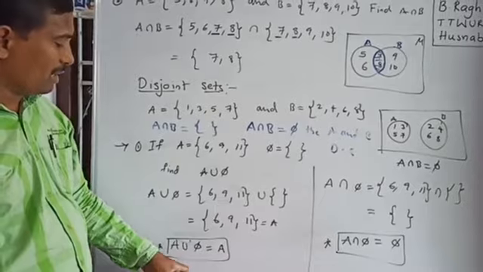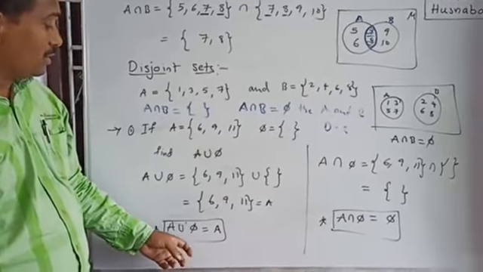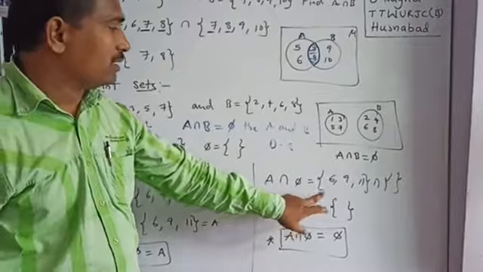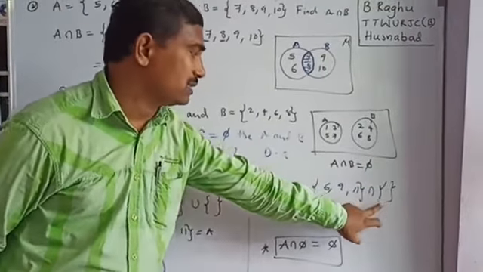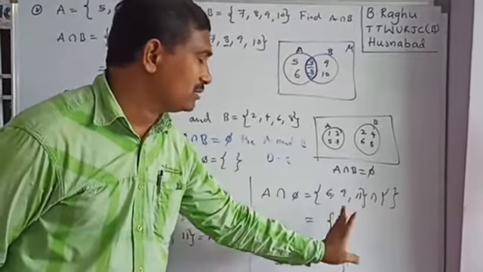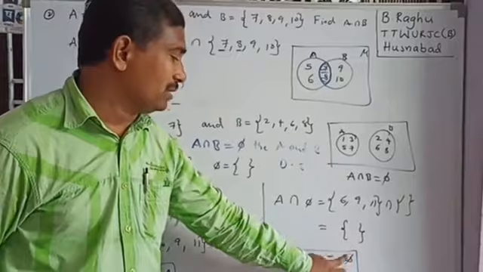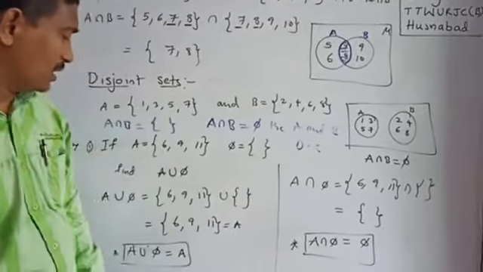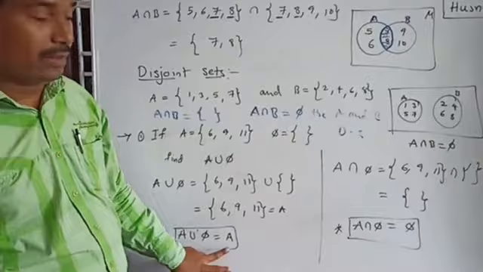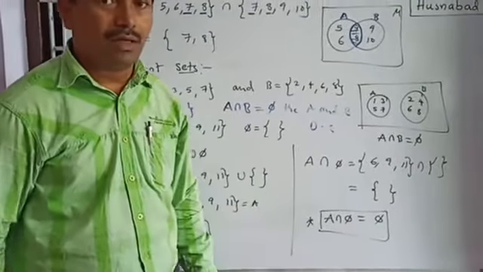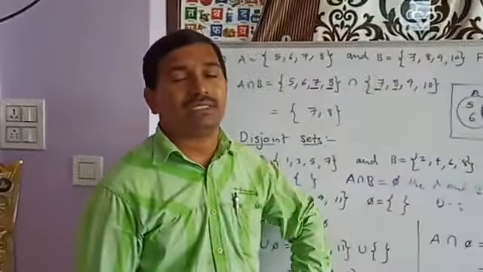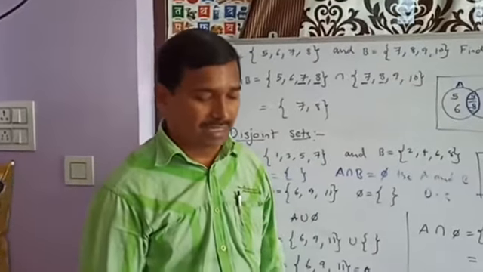Okay. This is one property on operations of sets. Here A intersection pi, A intersection empty set. There is no common element, so empty. So A intersection pi equal to pi. A union pi equal to A. A intersection pi equal to pi. So we completed union of sets, intersection of sets and disjoint sets.